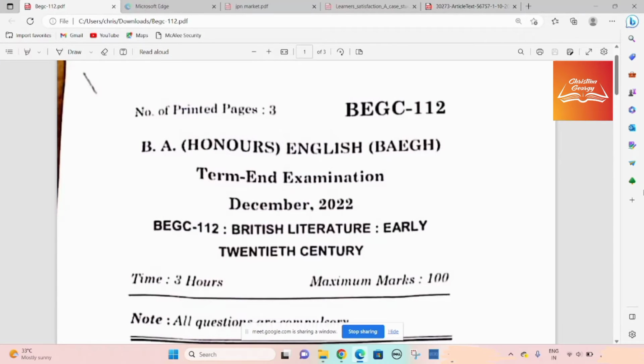So as you can see, this is the previous question paper of BEGC 112. To be very specific, the December 2022 question paper. So it's of great importance to have an understanding of the question pattern and how exactly the questions are structured. So remember, as I always mention, the course code and the course title: BEGC 112 British Literature. There is also the subtitle Early 20th Century. This is a 100 marks paper. You have 3 hours time.